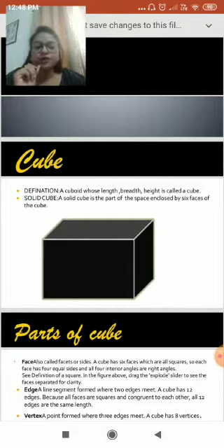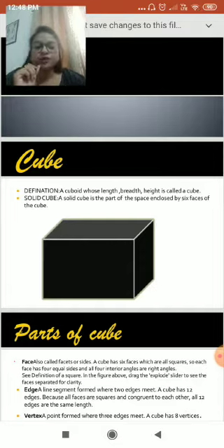And what is a solid cube? A solid cube is the part of the space enclosed by 6 faces of the cube. When you look at the picture, you'll be more clear and very sure about the figure. How does a cube look like? It has all its faces equal.